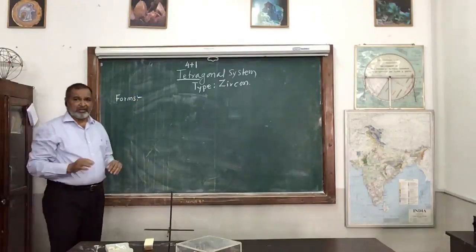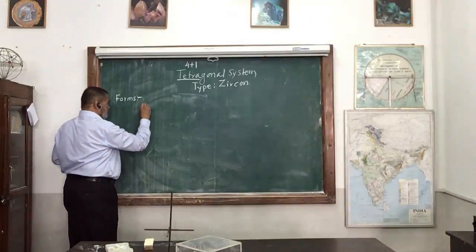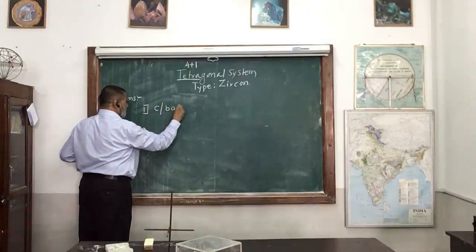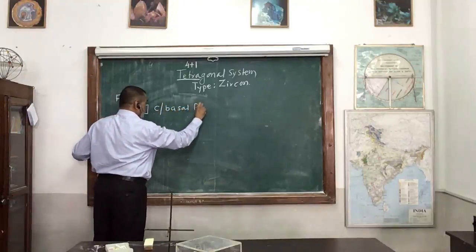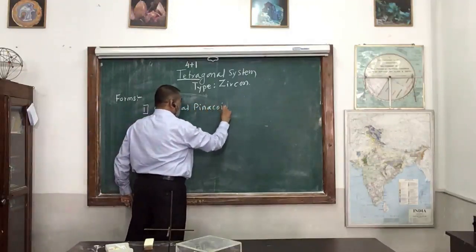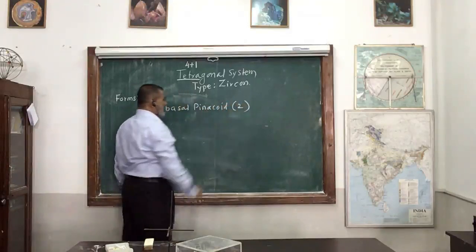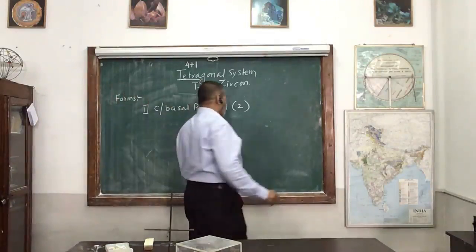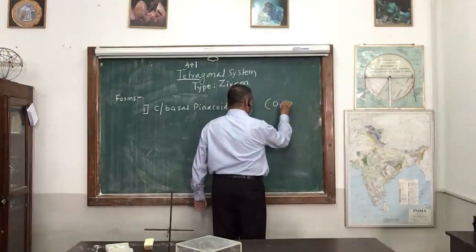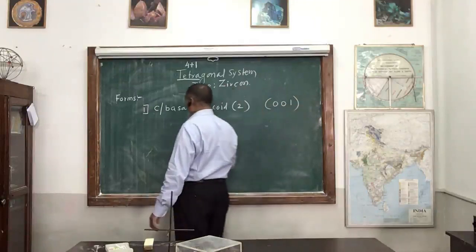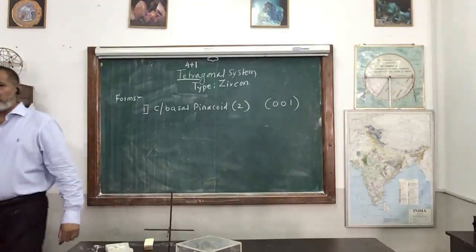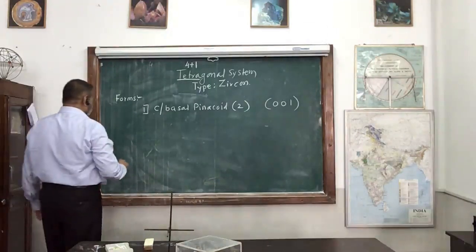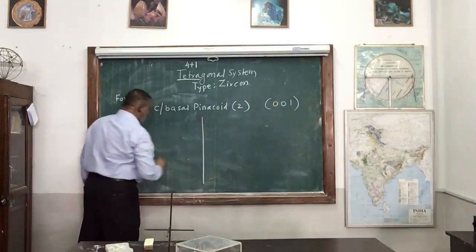There are 7 forms. Basically, the first one is C, also called the basal pinacoid. What does it contain? 2 faces. It consists of 2 similar faces. The index face cuts your C axis and remains parallel to the A1 and A2 axes. That's why it is called the C pinacoid, the basal pinacoid.